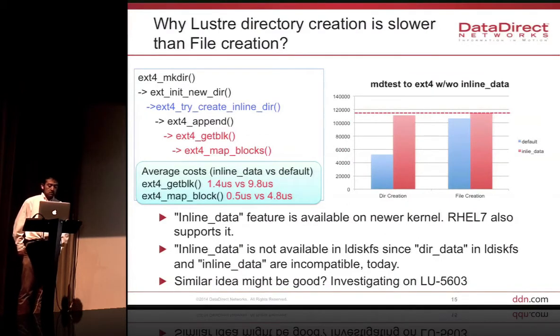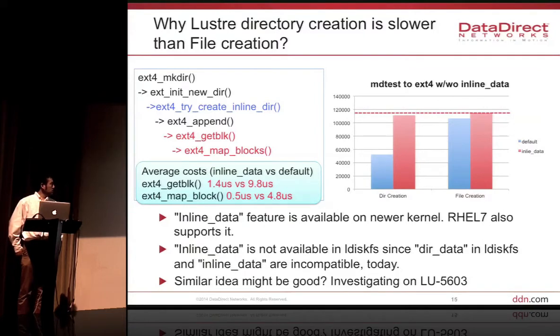So we investigated why the directory creation is not scaling well on the Lustre file system. We assumed the problem was at the ext4 level, so we ran some benchmarking with ext4 without Lustre. Then we confirmed the same behavior, the same benchmark result, at the ext4 level. So directory creation is always slower than file creation.